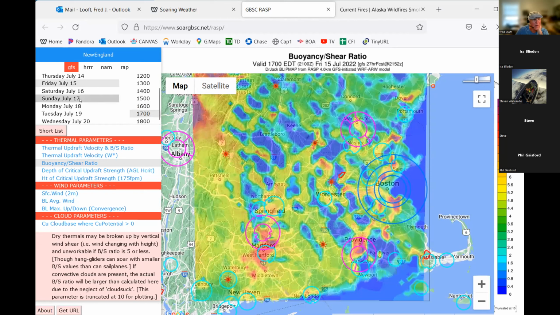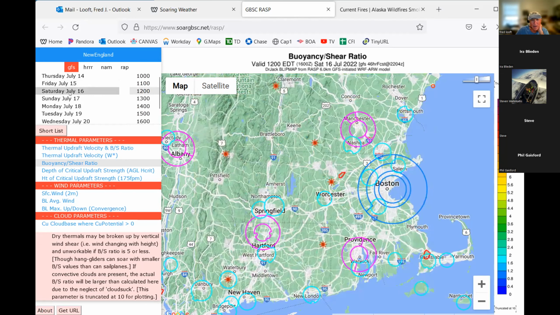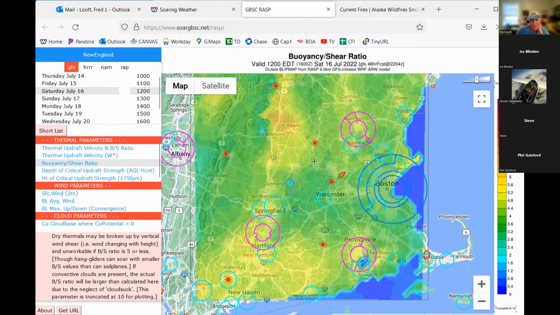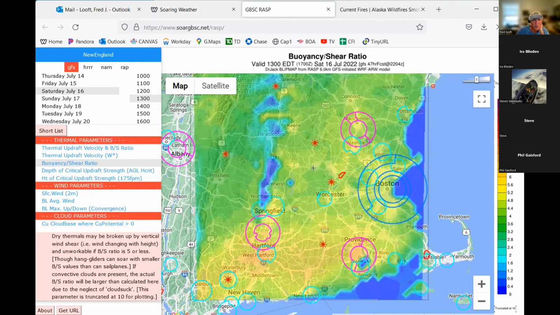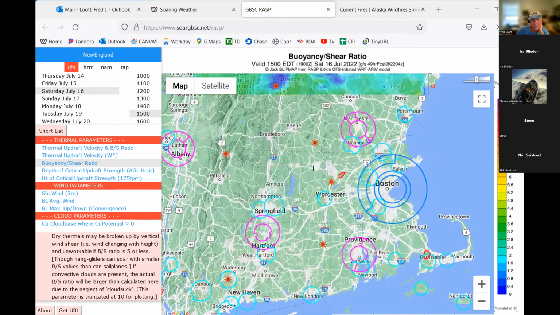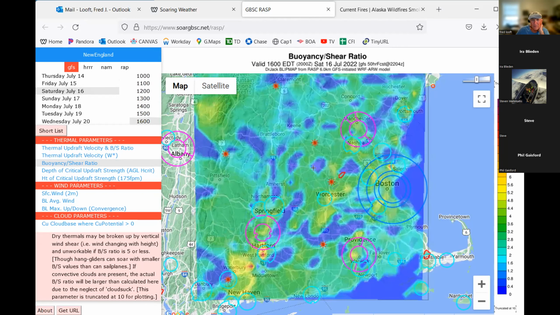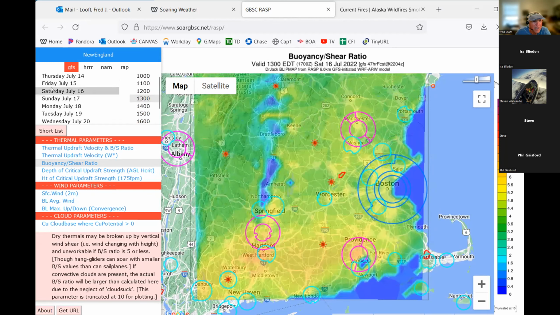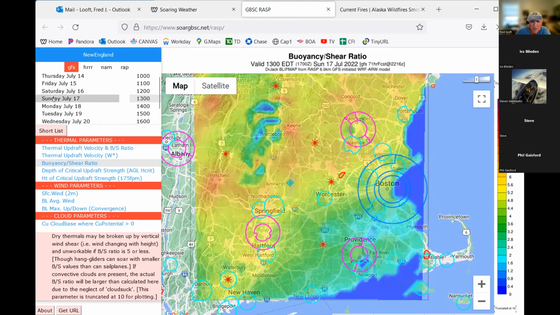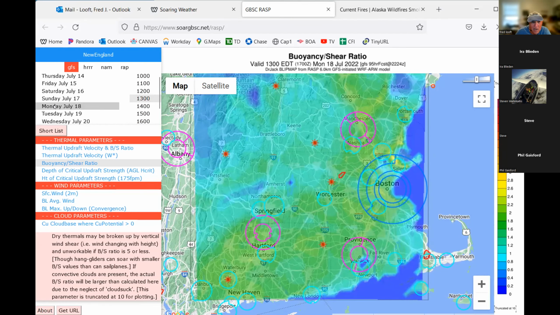That's for tomorrow. Let's look at Saturday, and let's start with noon. Saturday at noon, buoyancy over shear is probably workable. If you click on the map, it goes to 1 o'clock, 2 o'clock, 3 o'clock, 4 o'clock, et cetera. Supposedly not as well, but the skew T gives you a different story. So let's pick a time like 1 o'clock on Saturday, compare it to Sunday. Sunday looks pretty good. Look at that. Monday, probably not.